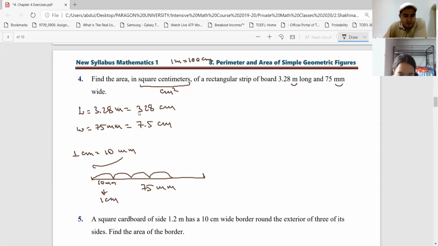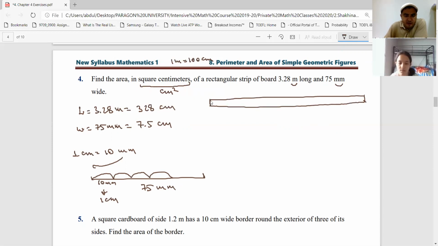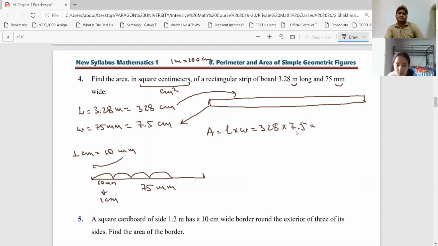Okay, I see. So now the length is in centimeters, the width in centimeters. We are talking about a strip, right? It's a long one, something like this. Here the width is given, 7.5 centimeters, and the length is given here. And it says rectangular. So how do you find the area? Area equals length times width. Length equals 328 times width 7.5, and multiply. Tell me the answer. What is it?